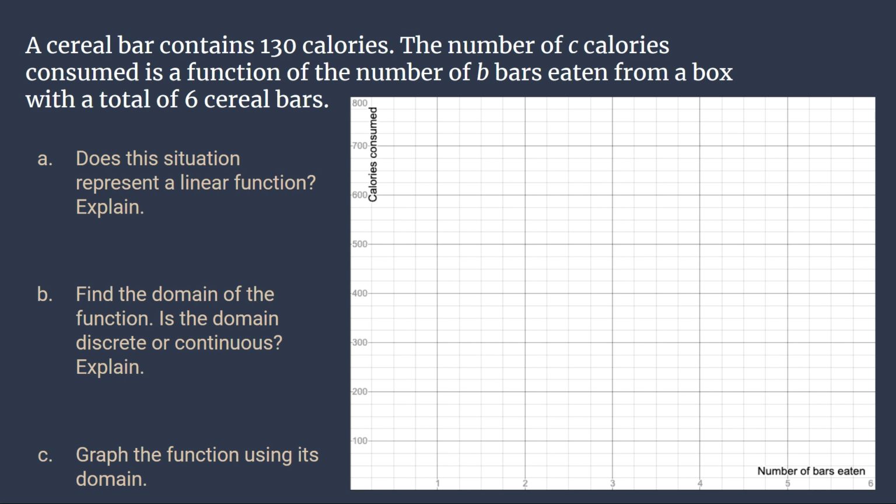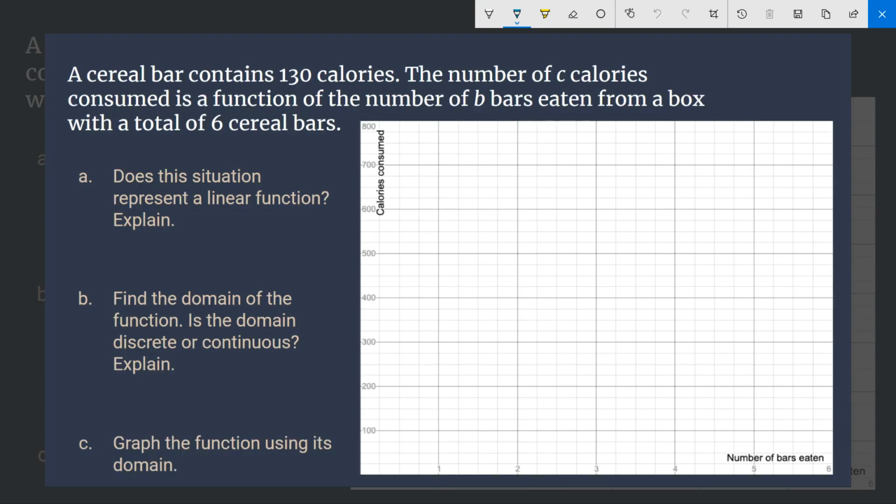So the most realistic domain is going to be if you eat 0 bars, or 1, or 2, or 3 total, or 4, or 5, or all 6 from the box. Can't go to 7 because you're just going to say here's our one box of 6 cereal bars, okay? So this would be a discrete domain. And plus, it'd be really hard if you're trying to get 1.8675 of a bar. So it's best to just work with a discrete domain. So over this domain, we're going to graph the function.